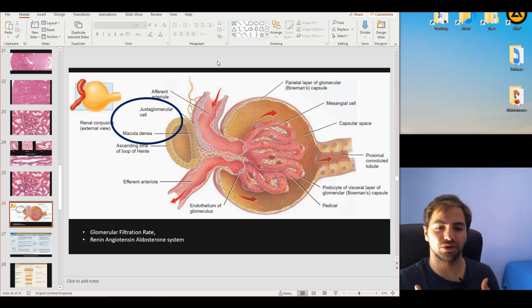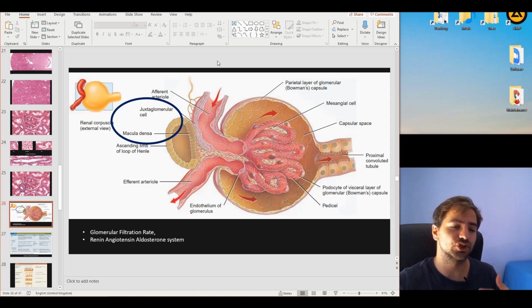Now, what is the glomerular filtration rate? As the name suggests, it is the speed at which the glomerulus filters the blood. For you to have an idea of how much blood the kidney actually filters in a day, the 3 liters that are present in the blood plasma pass by the glomerulus 60 times a day. So this is a very effective mechanism that filters blood continuously and non-stop.